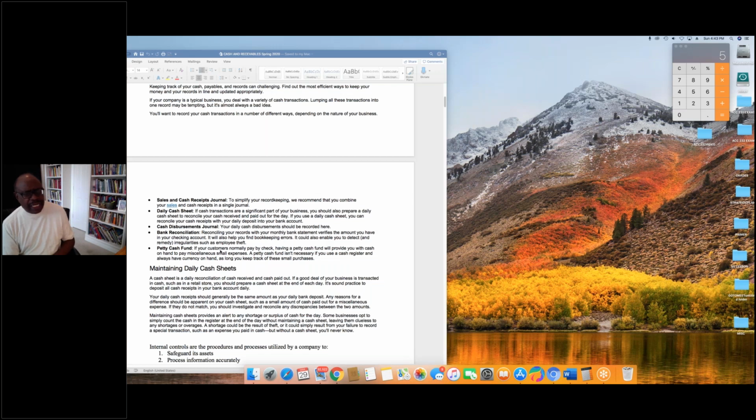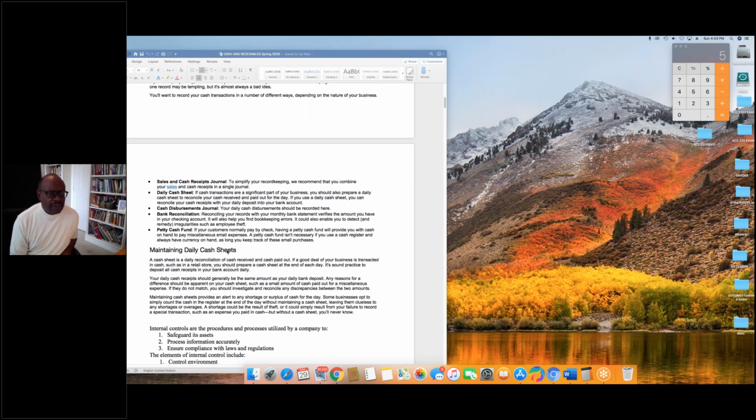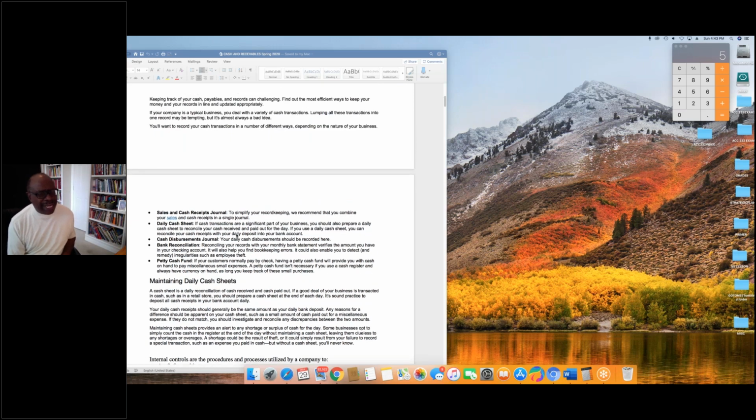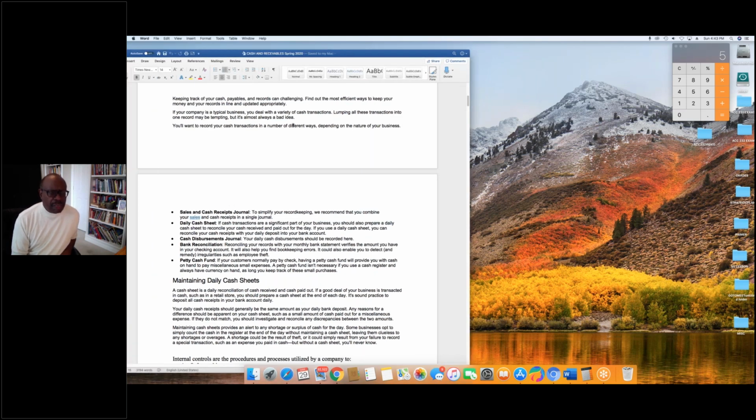Once again, maintaining daily cash sheets is very important because cash can be stolen. I talked to a banker recently, and the banker told me he fires one bank teller a month. And so, with that being the case, it's just very important to make sure that you're looking at cash, you're maintaining the cash, you're comparing the cash with the cash register.